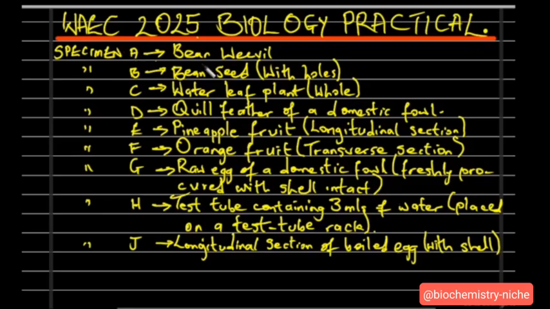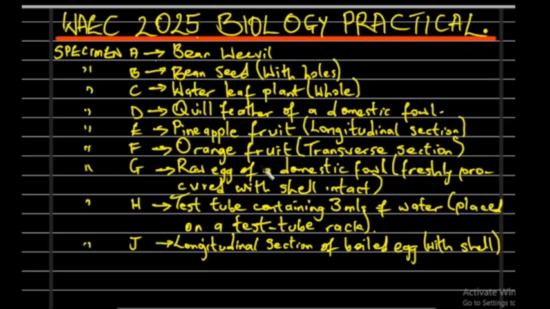Specimen A happens to be the bean weevil, and specimen B is the bean seed with holes. Specimen C is the whole waterleaf plant, and specimen D happens to be the quill feather of a domestic fowl. Specimen E is the longitudinal section of a pineapple fruit, while specimen F is the orange fruit, which has its own cut as well. That's the transverse section of the orange fruit.